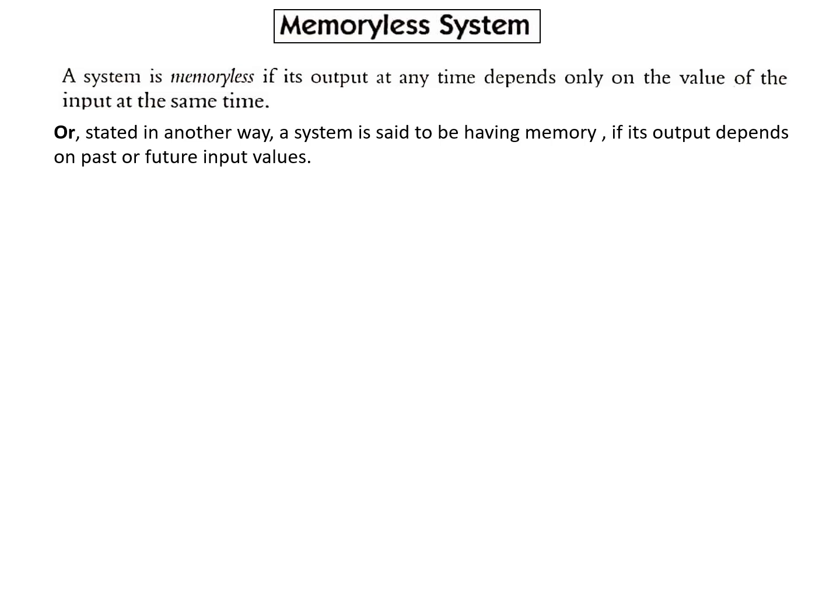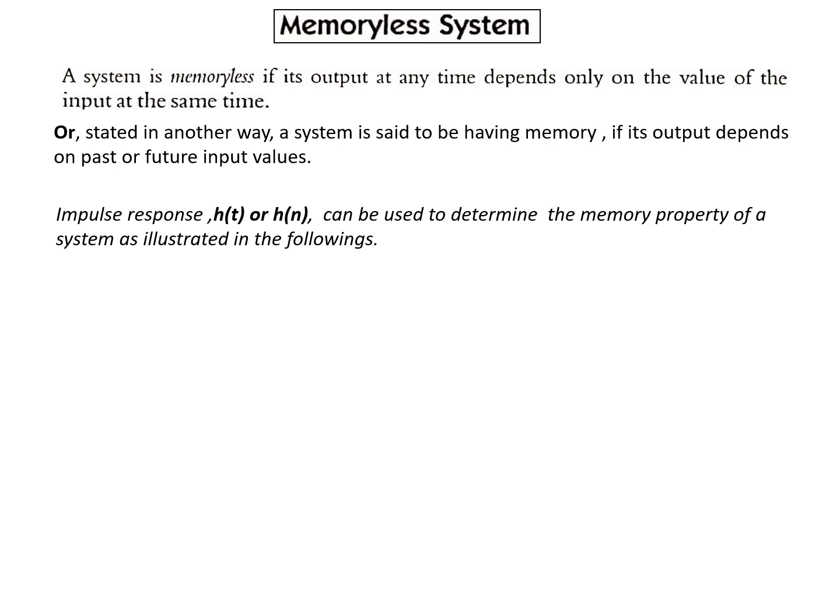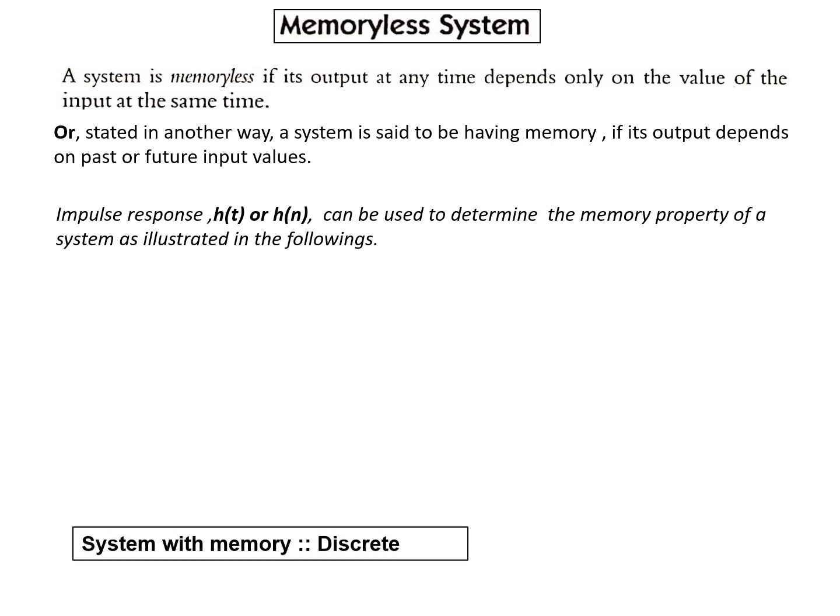How to identify? So what we do is start with the impulse response. As I said in the beginning, the impulse response h of t or h of n can be used to determine the memory property of a system. We'll illustrate this in the following demonstration, and in the end we'll conclude using a sentence how to define the memory property of the system for the given impulse response, whether continuous time or discrete time. Let us see some demonstrations now in the form of some input-output relationship.